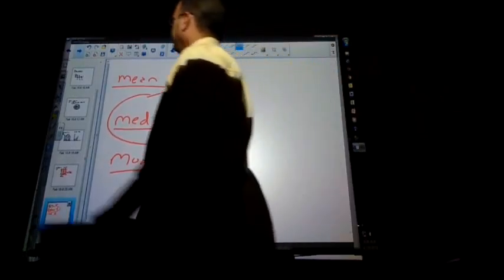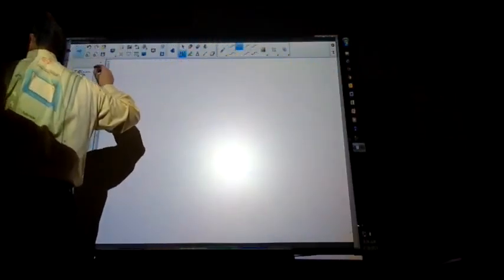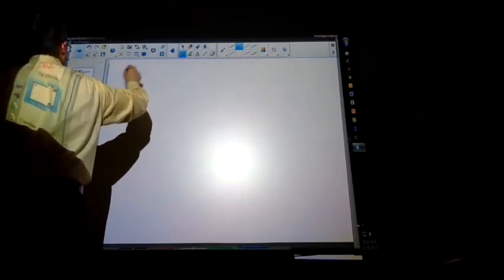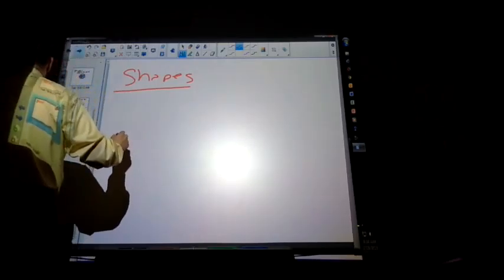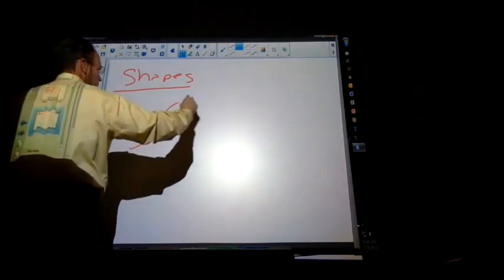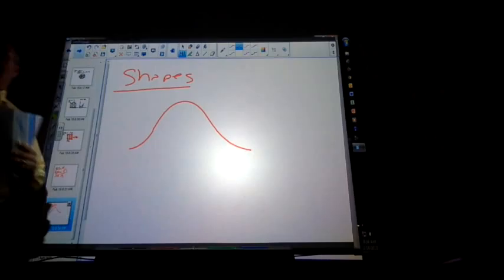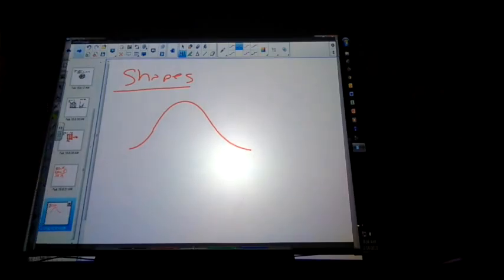All right. Let's talk about our shapes of data. This is like in 3.2, second page. Describe that shape to me. Looks like a bell curve.